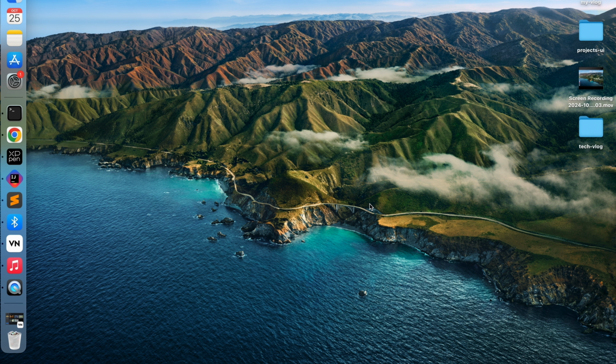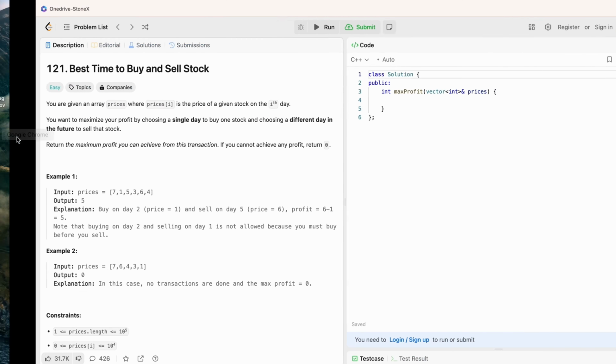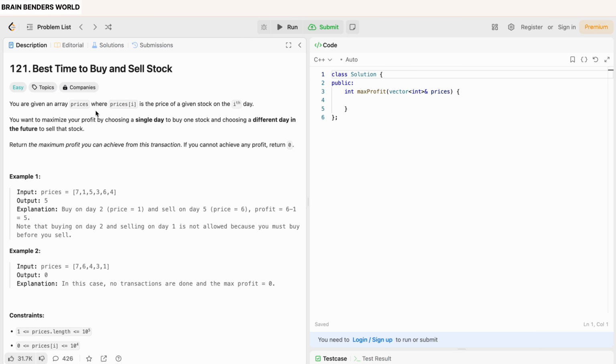I believe that most of us have already heard about this particular problem, but I will try to explain this problem one more time my way. So let's go and check. So this is the problem statement which you can see here. Best time to buy and sell stock.